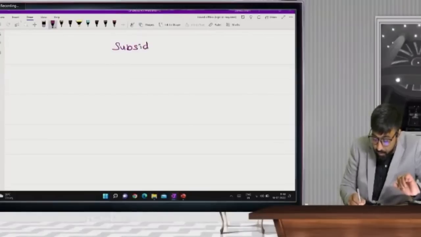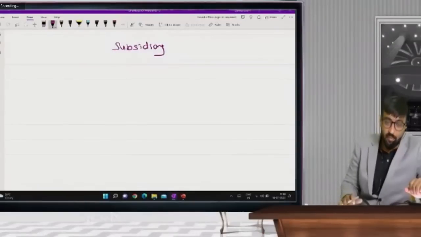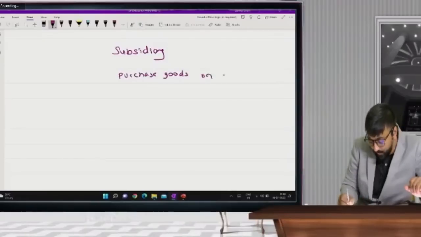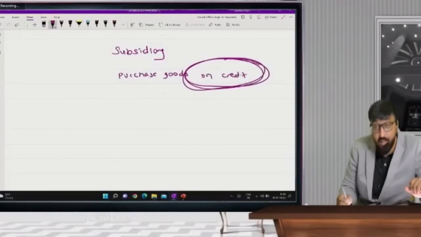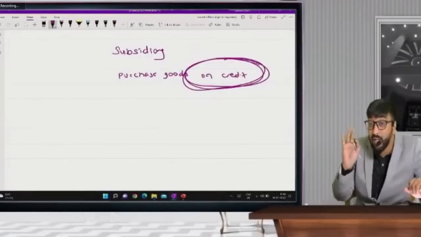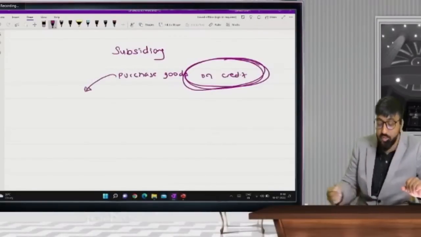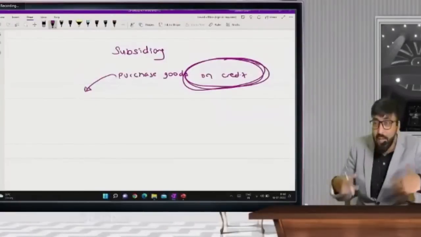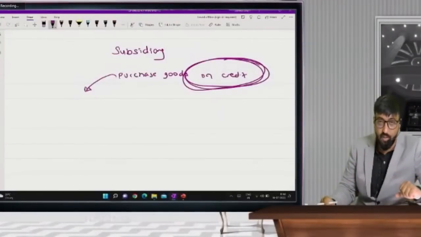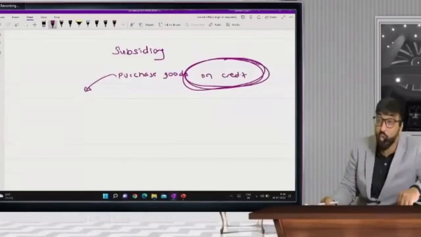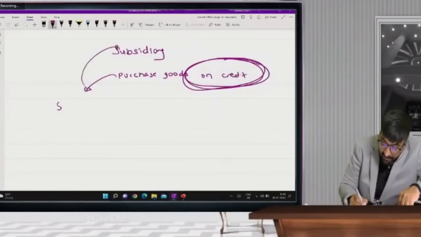In simple language, if I purchase goods on credit, very, very important, on credit, udhari, not paying any cash, and I bought goods multiple times, then passing a journal entry to that party account every time is very difficult. So I will prepare one shortcut book, and that shortcut book is nothing but a subsidiary book.